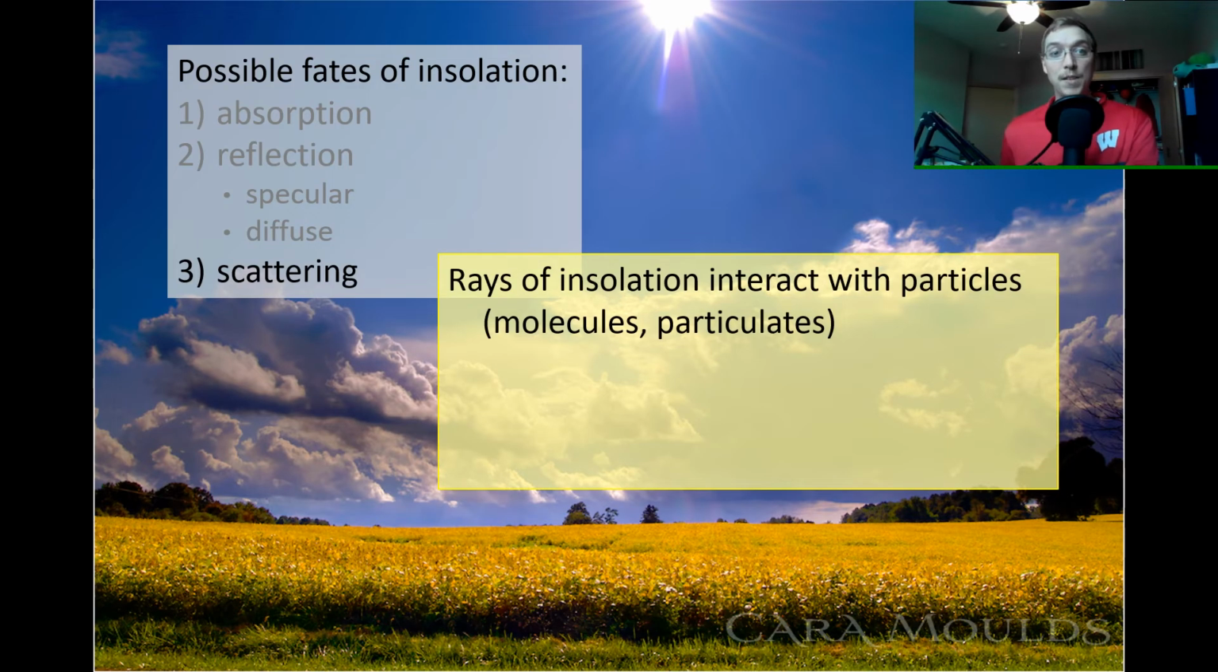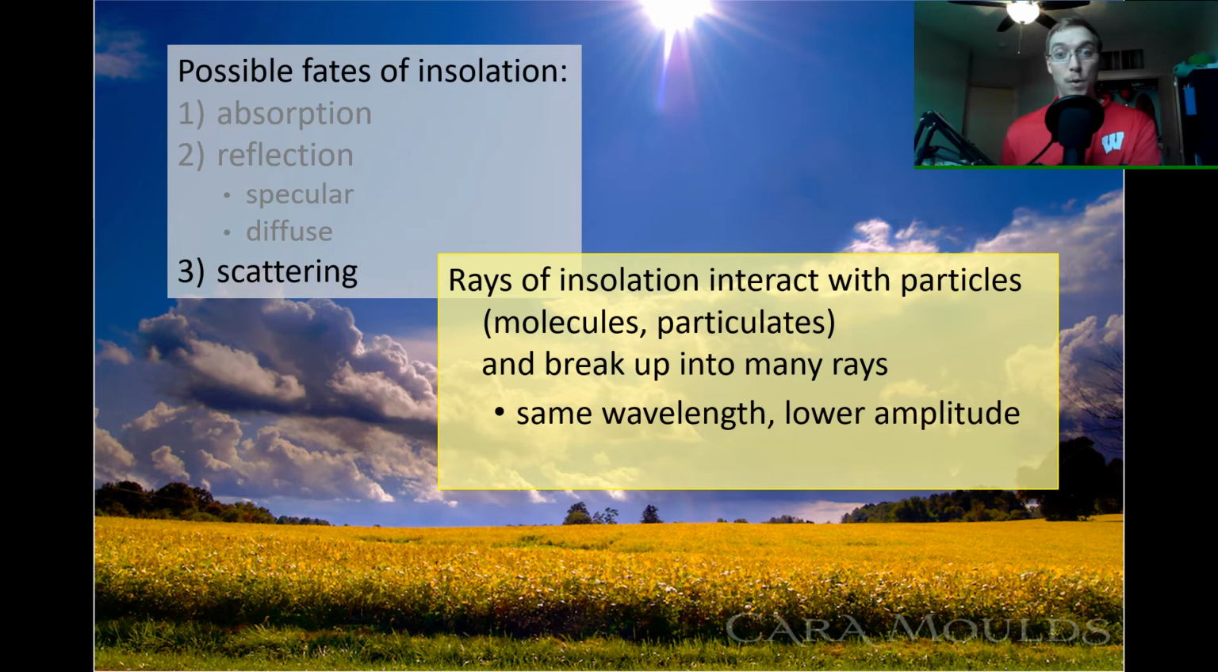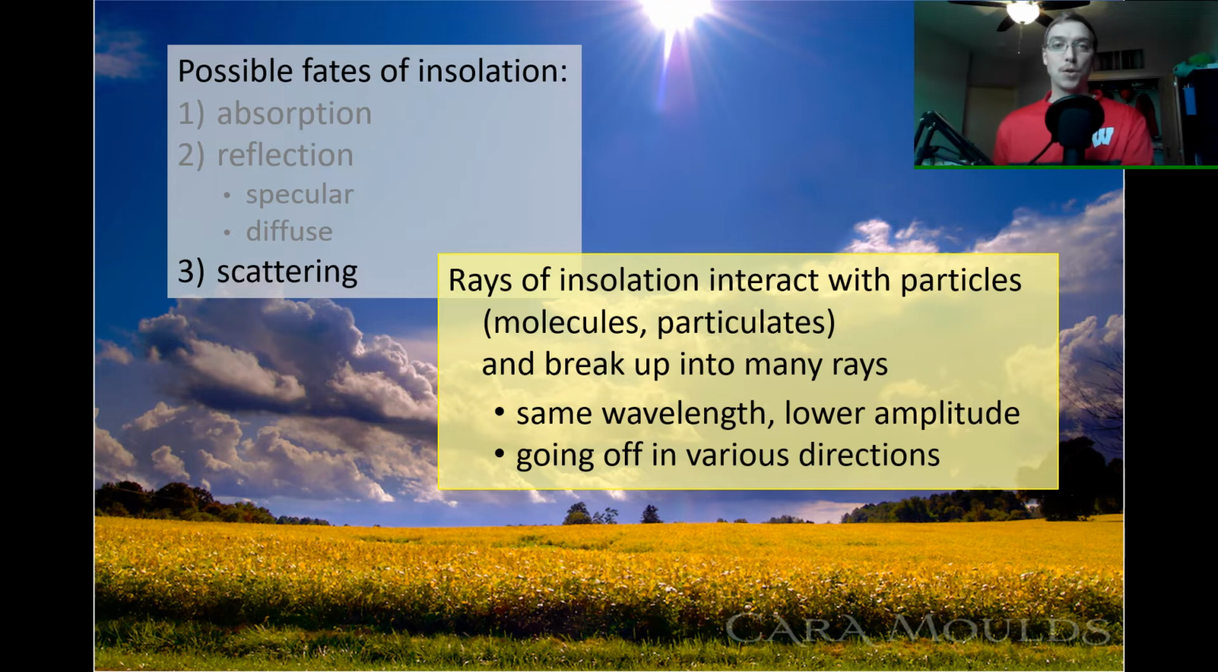Now, the next one is scattering. So here you've got rays of insolation interacting with particles, so molecules or particulates. And they break up into many different rays, which are the same wavelength but a lower amplitude. So they basically lose some of that strength. They're the same wavelength, but they lose some of the power as they're broken up into many different rays. And they go off, similar to diffuse reflection, in many different directions.